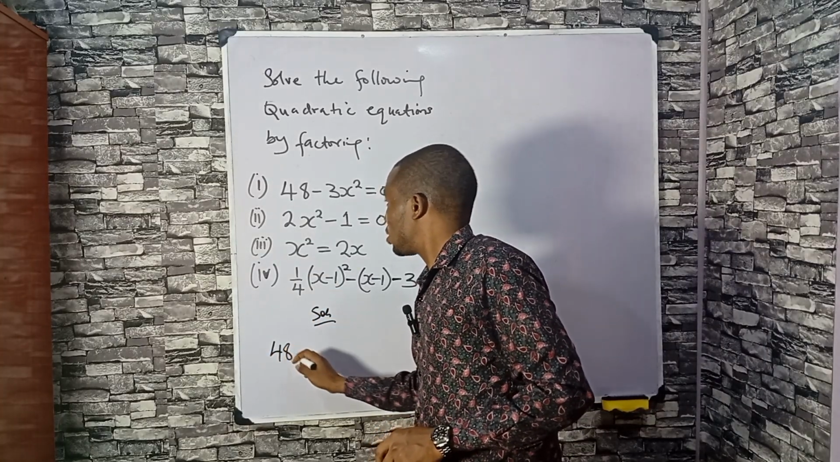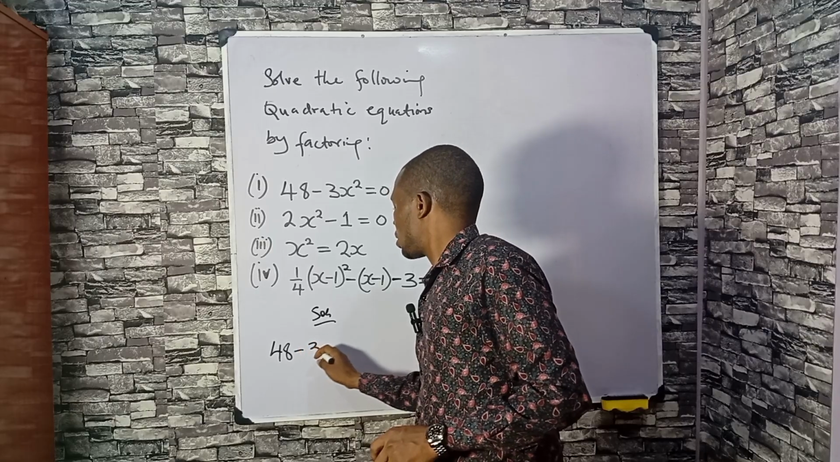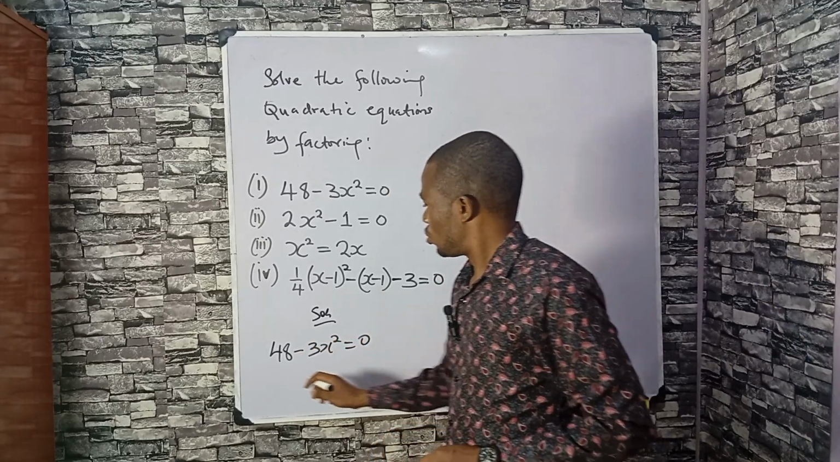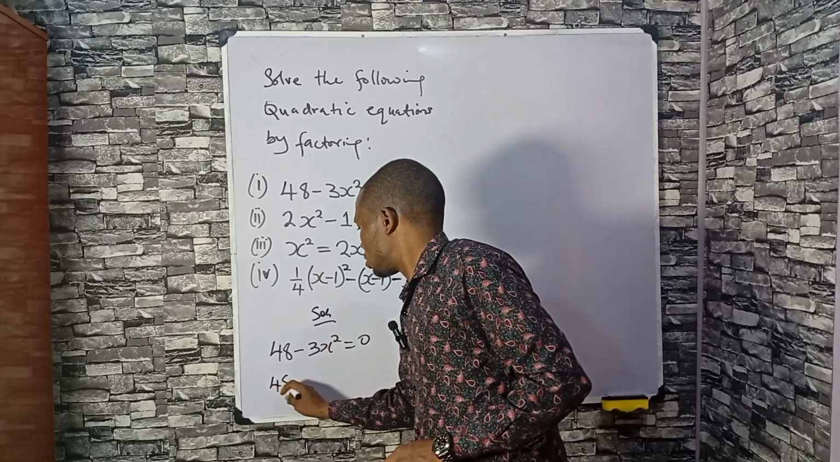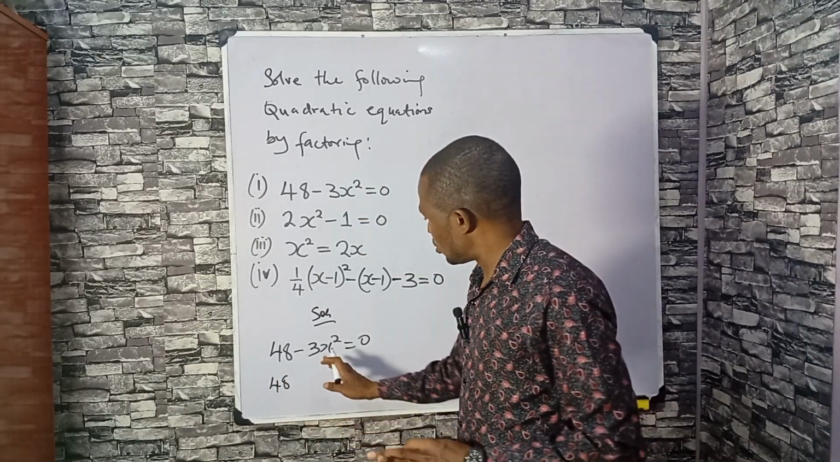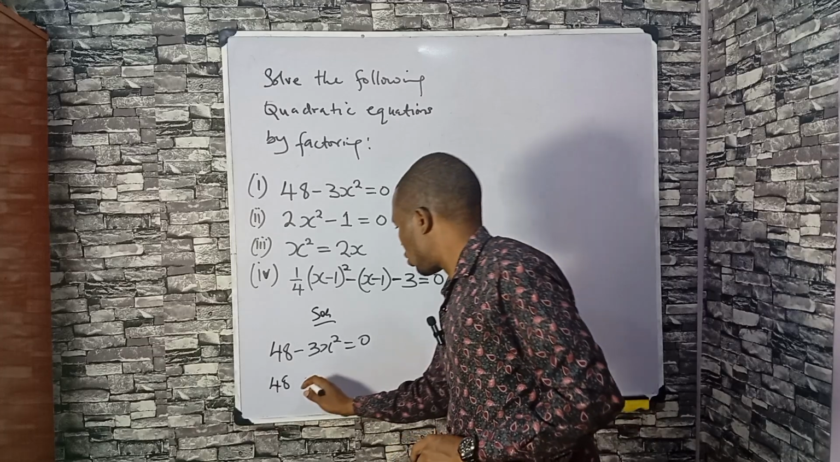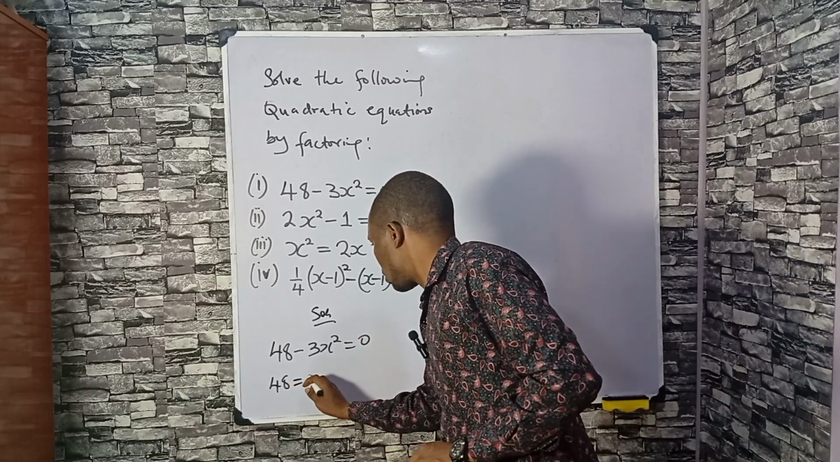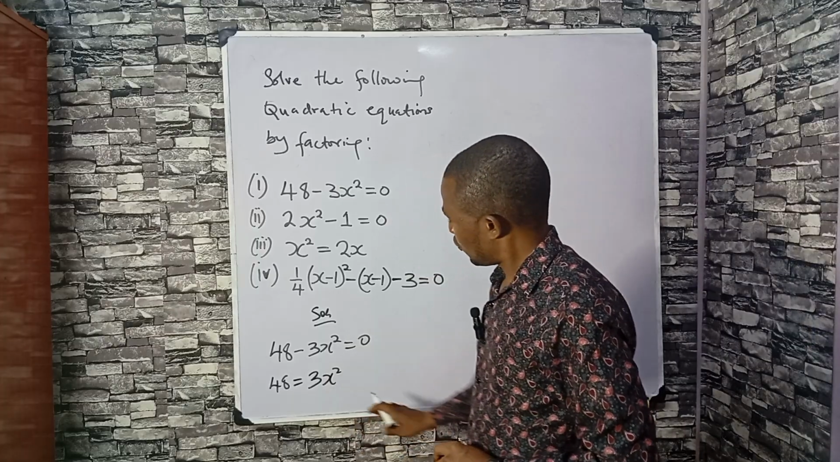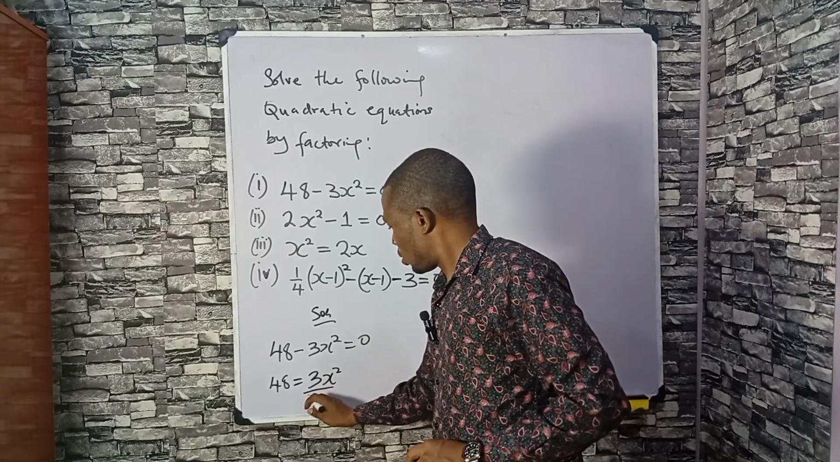48 minus 3x squared equal to 0. So we can write this as 48. We take this to this side. That means we add plus 3x squared to both sides. That will be 48 equals 3x squared. Then from here we divide by 3.